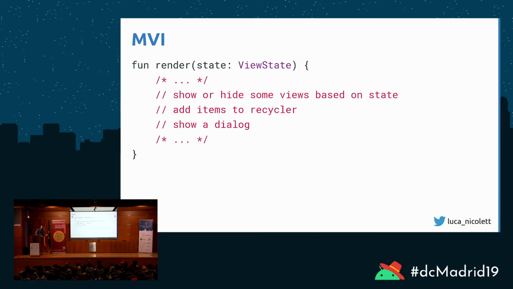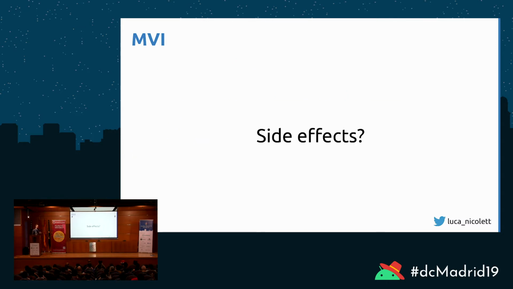And this is the render function. It receives a state, and based on the state, you usually hide or show some views, add items to a recycler view, delete them, show a dialog, enable or disable a button, or whatever. Now, I say that the functions are pure, so there's no side effect. But we know that in a common application, side effects are a thing. We can't avoid them. So MVI, at least, tries to force you to be aware of side effects. So you have to declare them.